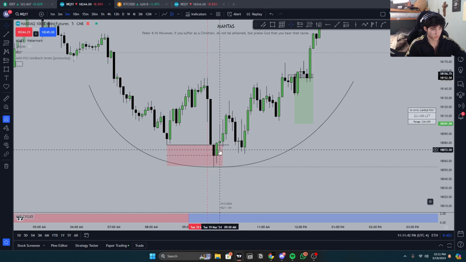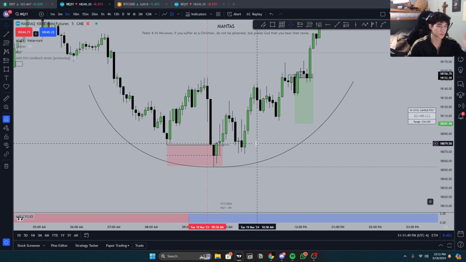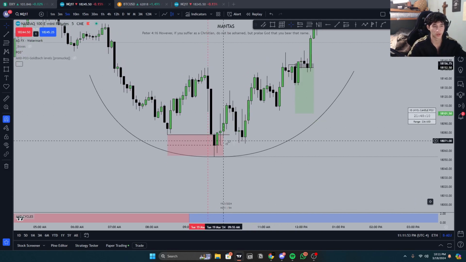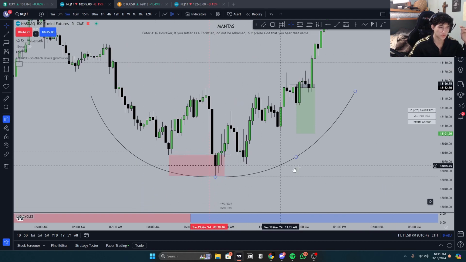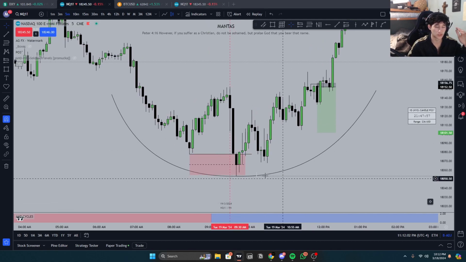Okay, so this was a manipulation, and we had this run lower and failure to break through this low. This is called a failure swing. This failure swing kind of tells me what we should be looking at in price. We should be looking for higher prices, just because we were not able to push through this low, and we already swept this low. So liquidity has already been taken, sell side has been taken. So we don't need to run below this low anymore.